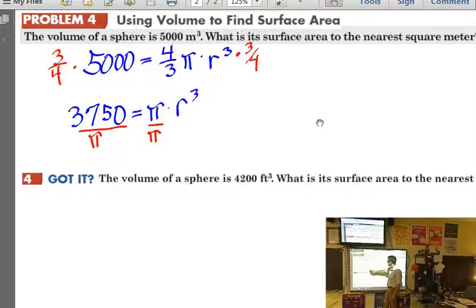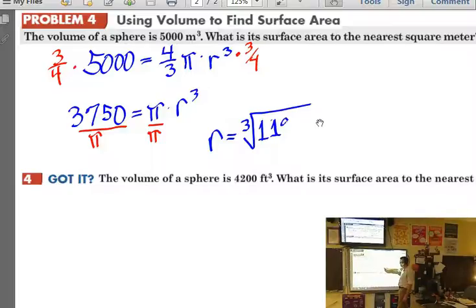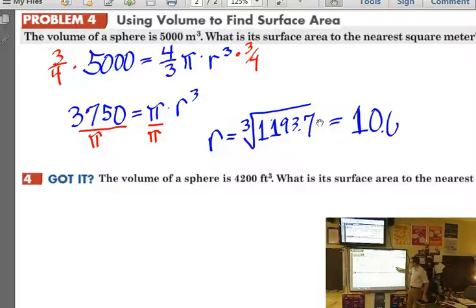We get a little over 1,000: 1,193.7. And the cube root of that, or you can raise it to the power of 1/3 if that's easier in your calculator, which I think it is. Because then you can leave your answer sitting there and just hit the power button, parentheses 1/3. 10.6. I was about to say it's going to be close to 10. But that is now our radius.